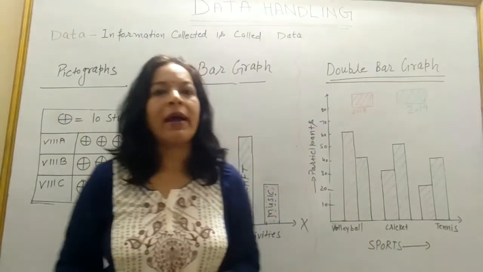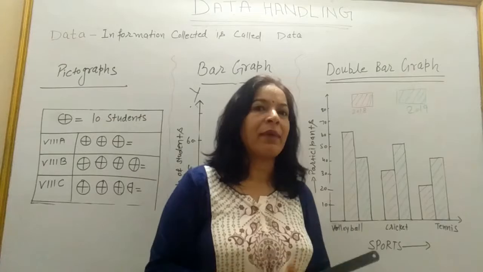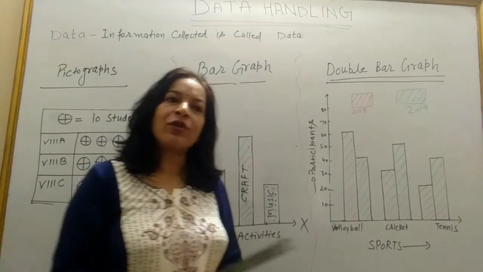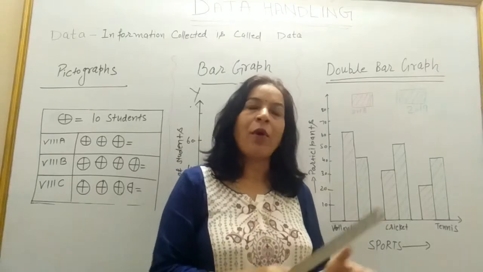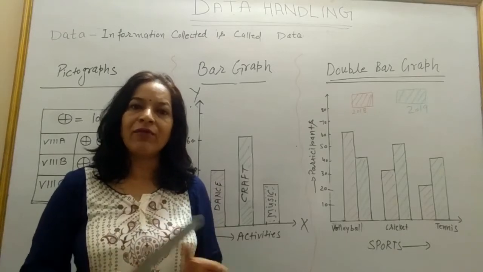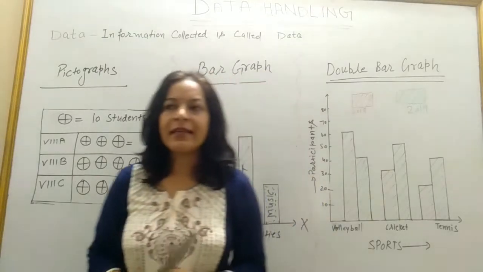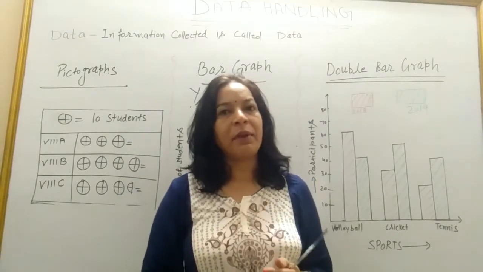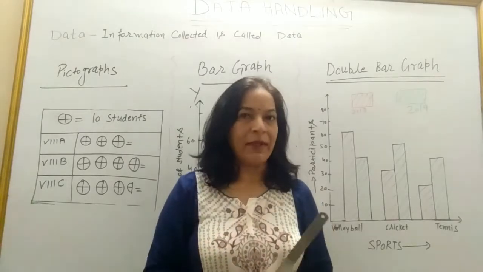Suppose runs scored by a batsman, or storybooks being more liked by girls than boys, or marks scored by students of different sections in various terms, or the pollution level of different cities. All these are information, and when we collect this information it is called data. Now the next thing is how to represent that data so that it becomes easy, simple or quicker for readers or viewers.